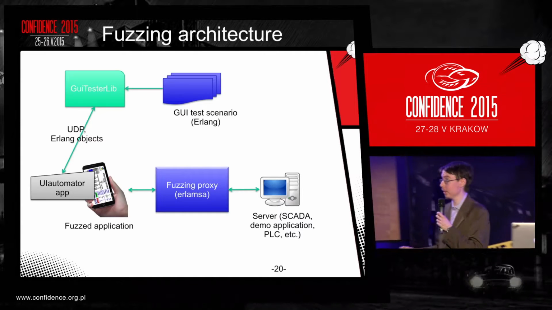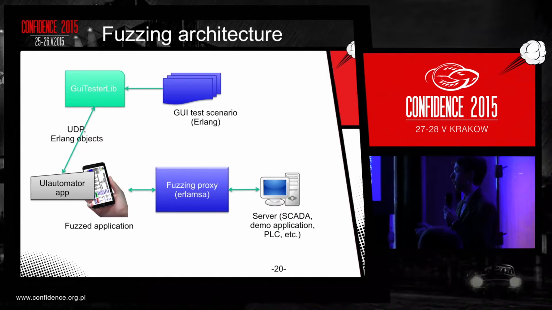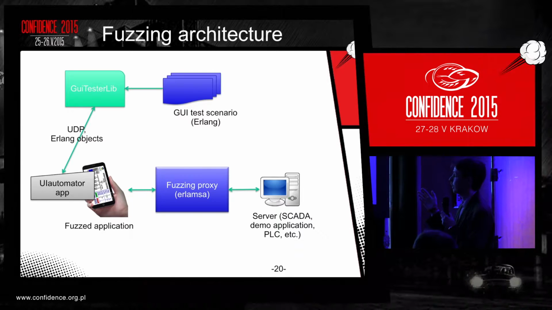Here is the fuzzing architecture. As a fuzzing proxy, we used the Erlang port of Radamsa, the Erlamsa fuzzer. And the GUI scenarios were also written in Erlang to make intercommunication with the fuzzer easier.